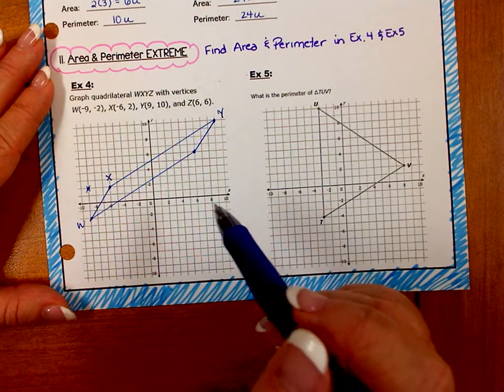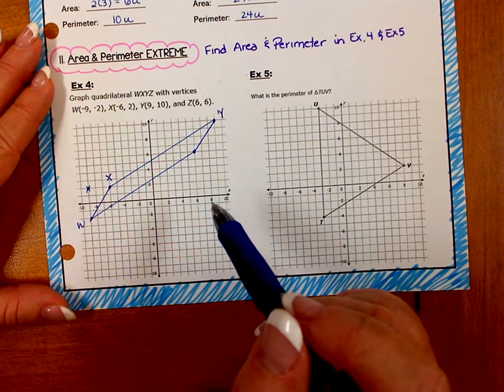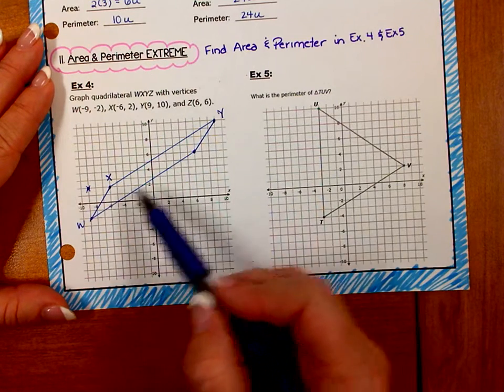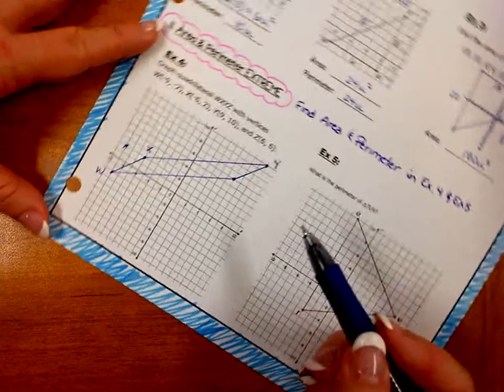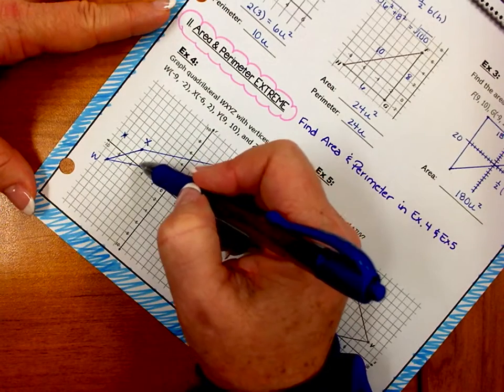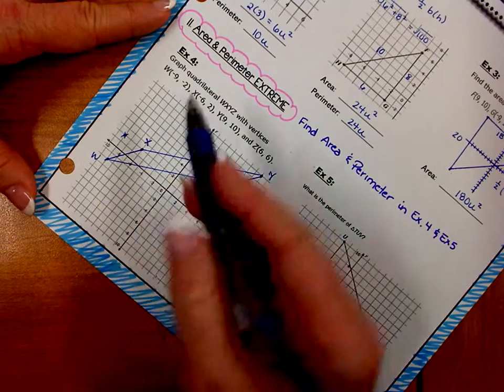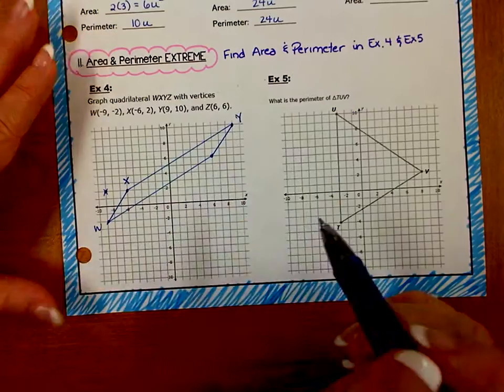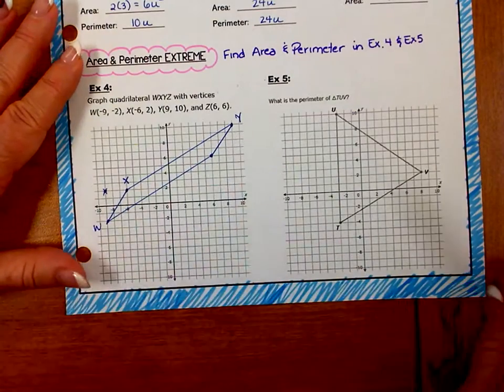And the base we're going to get because we're going to figure out what this is. And one of these is going to be our base. And then we also have to figure out what our height is. And our height is not going to be these long sides right here. It's going to be this right here. So let's go ahead and do the perimeter first and find out what all of our sides are.